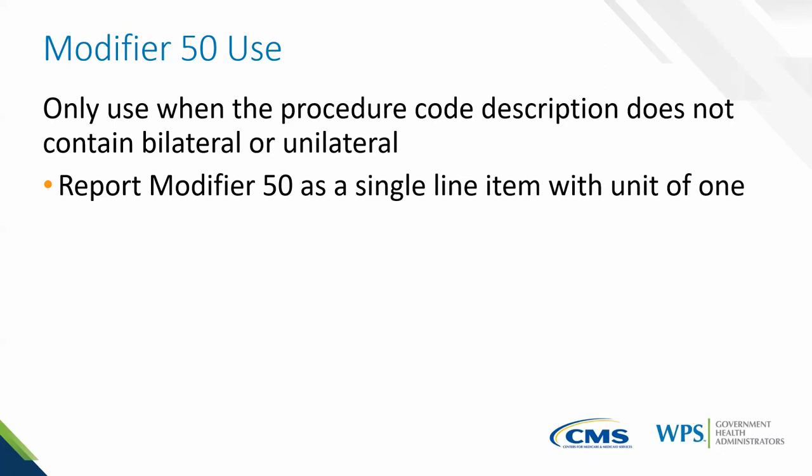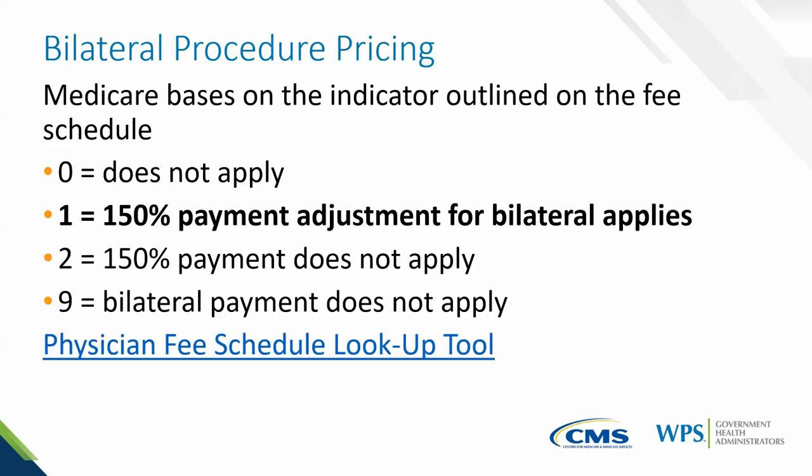unless the patient is really having some problems. Now, in addition to that, when you're reporting modifier 50, you want to use it as a single line item. So you're going to have your procedure code, your modifier 50, and then you'll have one unit of service. And that will tell us, hey, I did this twice by using that 50 modifier, and then Medicare will be able to pay appropriately for that.